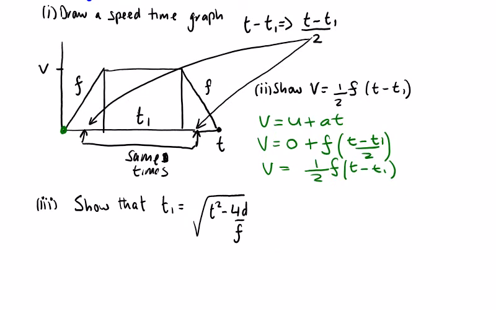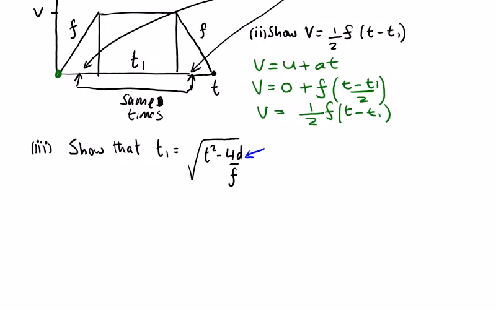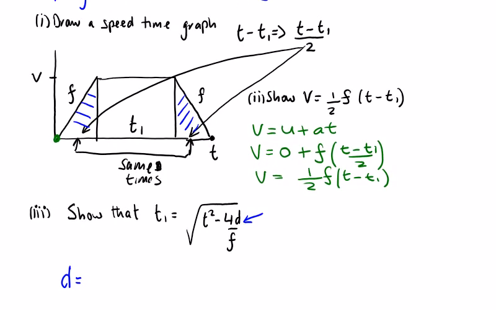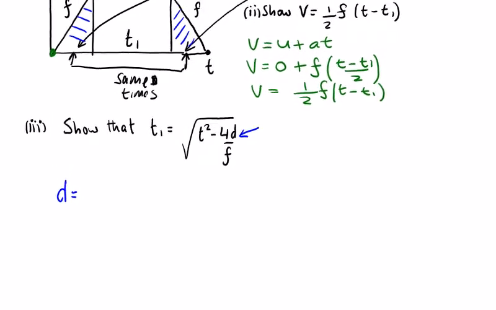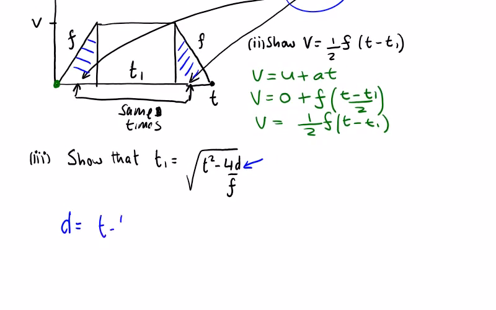Part 3, we're asked to show that t1 is equal to the square root of t squared minus 4d over f. Okay, so we have d, so we're looking at distance here. So we're looking for the total distance is the area of the shapes. These triangles are the same, so we can put them together and make them a rectangle. The base of the triangles we had up here was t minus t1 over 2, multiplied by the height, which is v, which I'll write as f over 2 times t minus t1.